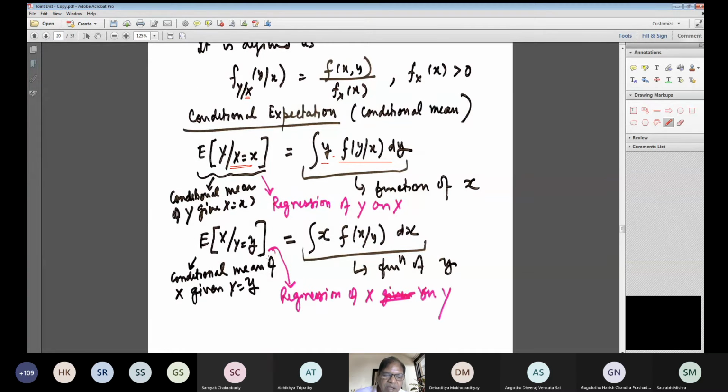Similarly, for x given y, we can calculate the expected value. This is the conditional mean of x given y equal to y, and this is also known as the regression of x on y. So it is x into the conditional density function of x given y. It will be a function of y, because here we have used conditioning on the variable y. I will show you by means of an example how these quantities are computed.